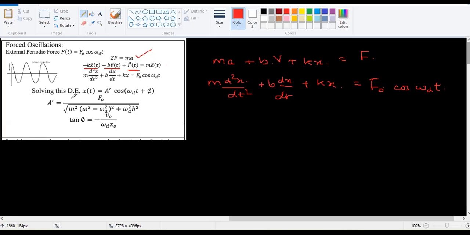Solving this differential equation, you'll be getting x of t is equal to A dash cos of omega d into t plus phi. Again, as I said, you don't have to worry about this, but you may have to remember this, depending upon your school exams. You will get a lot of questions in this for your NEET and JEE and other entrance exams.